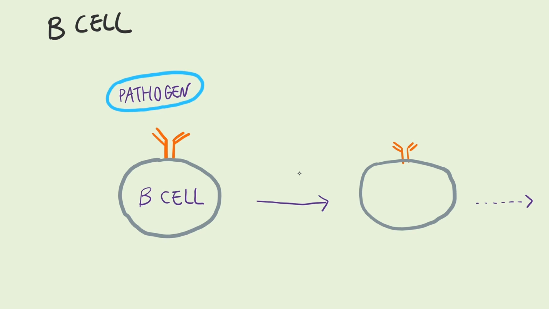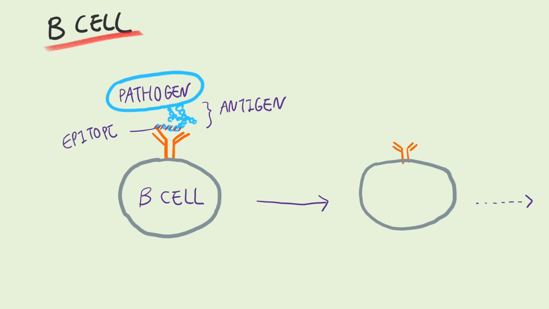Now, let's see how B cells and T cells bind to antigens. First, we're going to look at B cells. B cell receptors can directly bind to antigens by their epitopes. This happens in the serum, which is kessei in Japanese, or other extracellular spaces.